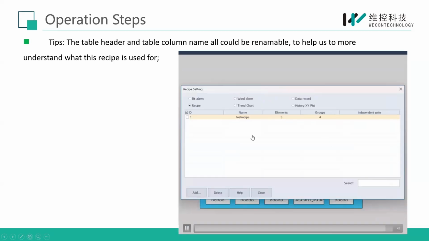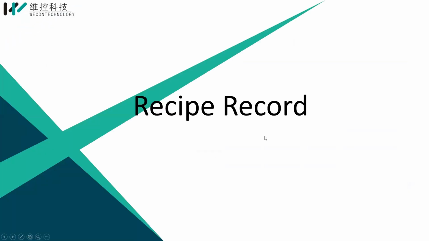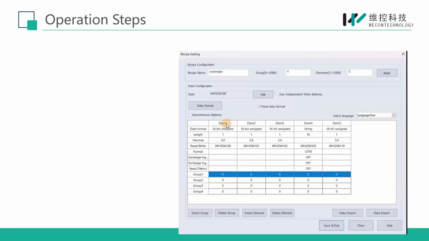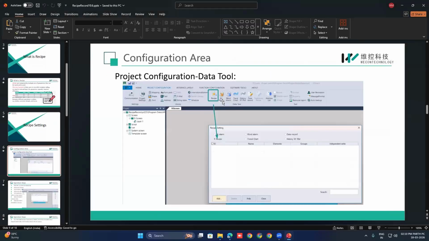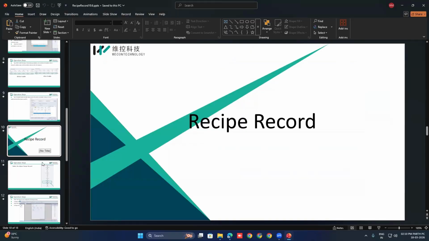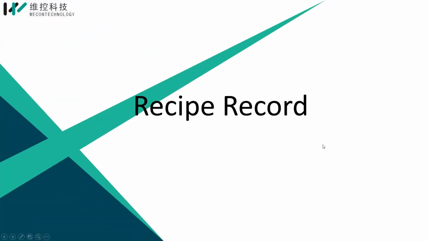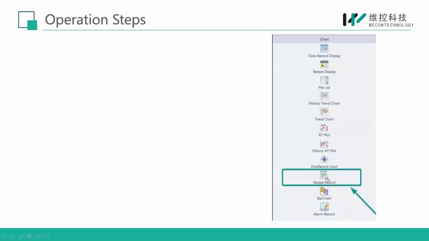So these are the simple configurations. The next one is the recipe record. This configuration is for the recipe tool, and you have to set it in the recipe settings. Next, we will look at the recipe record display, what you have to set in the recipe record object. This is our recipe record object, and you can select it from here.